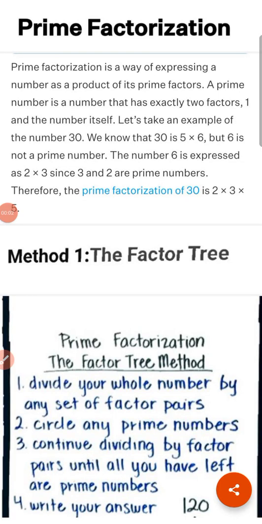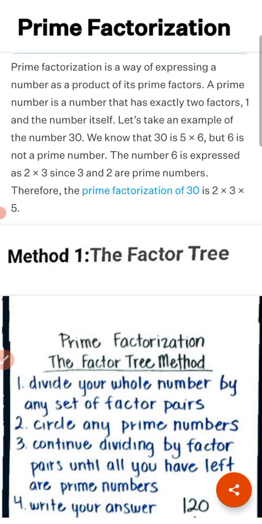Good afternoon, children. Today let us learn how to write a number in terms of its prime factors. You already learned about this using a factor tree. Let us revise this again, children. To change a number into its prime factors is known as prime factorization.